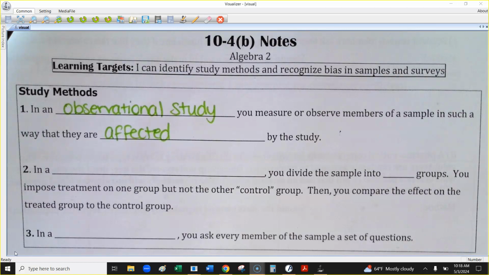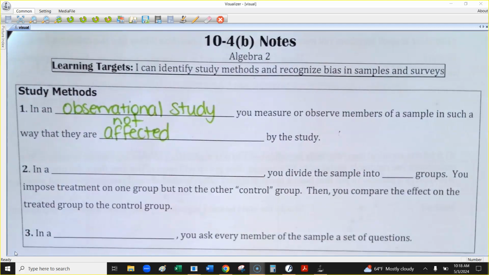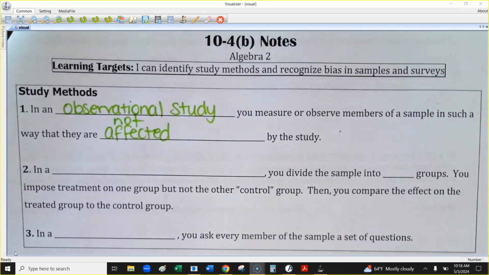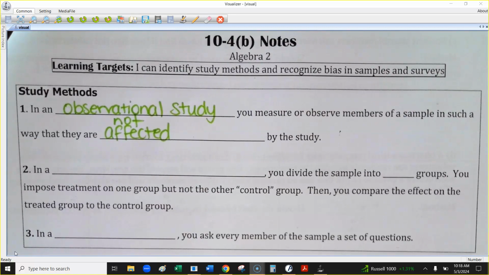And that could be a person, that could be like you're observing bacteria. It doesn't have to be people, it could be animals, that could be bacteria, it could be all kinds of different stuff. So they're not affected by the study. So you do not interact with them in any way. It's just strictly you look to see what they're doing.